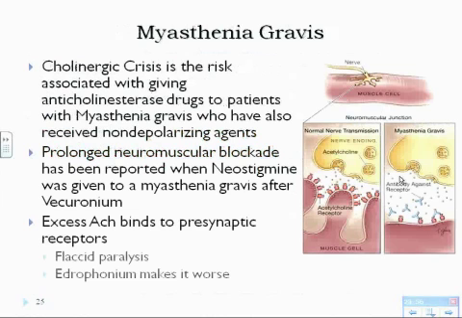If you have a disease process like myasthenia gravis, a disease where you have antibodies that attack the acetylcholine receptor and destroy them, you can develop what's called cholinergic crisis. It's this risk associated with giving these patients anticholinesterase drugs who have also received non-depolarizing agents. They get a prolonged neuromuscular blockade. It's been reported when neostigmine is given to a myasthenic patient after rocuronium, which is kind of strange. Like, how will you get more prolongation, right? Well, what happens in this situation is that there's not any more acetylcholine receptors. There's nothing to soak up the acetylcholine postsynaptically.